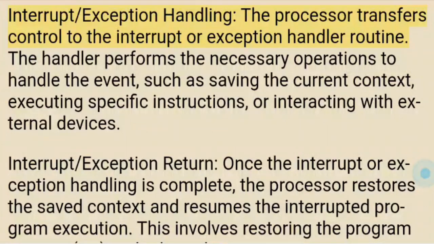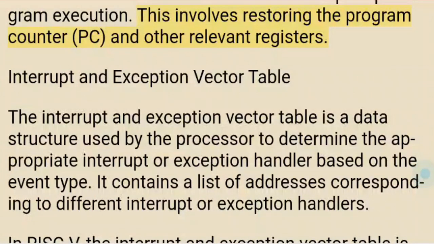Interrupt exception handling: the processor transfers control to the interrupt or exception handler routine. The handler performs the necessary operations to handle the event, such as saving the current context, executing specific instructions, or interacting with external devices. Interrupt exception return: once the handling is complete, the processor restores the saved context and resumes the interrupted program execution. This involves restoring the program counter (PC) and other relevant registers.